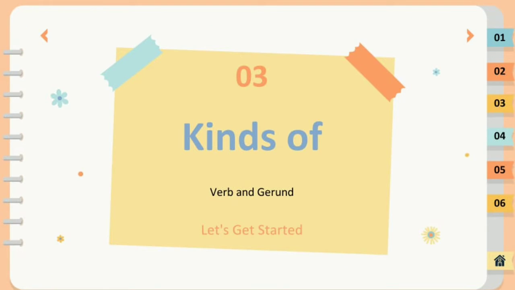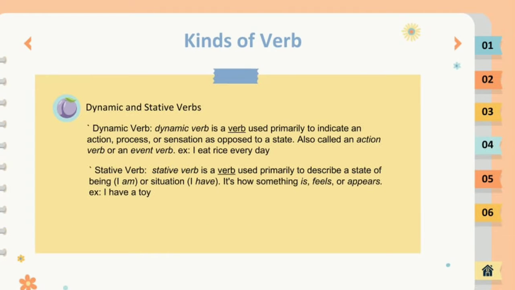Okay, the next one is kinds of verb. The first kind of verb is dynamic and static verbs. The first one is dynamic verb. What is a dynamic verb? A dynamic verb is a verb used primarily to indicate an action, process, or sensation as opposed to a state, also called an action verb or an event verb. The example: I eat rice every day. I becomes a subject, eat becomes a verb, rice becomes an object, and every day becomes a complement.